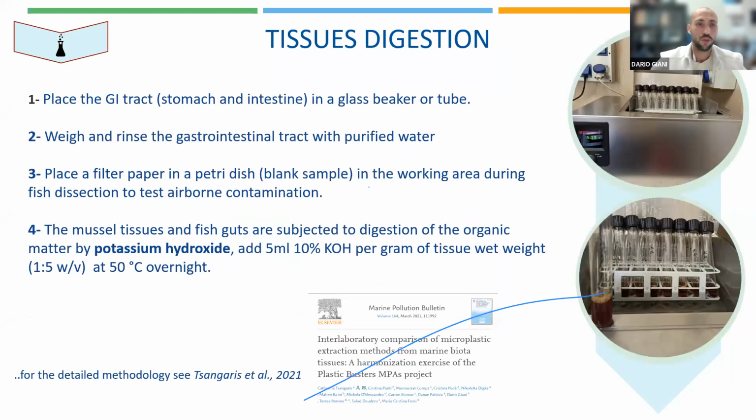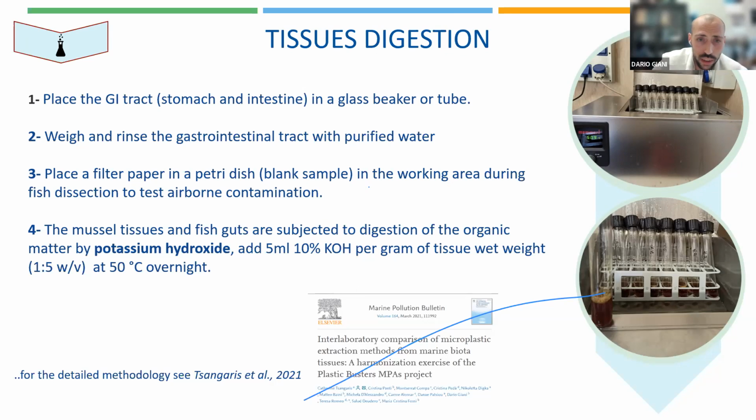So I move to the second step, that is the tissue digestion of the gastrointestinal tract. We place the whole gastrointestinal tract in a glass beaker or tube. Then we weigh the gastrointestinal tract and rinse with purified water to avoid airborne contamination. We place a filter paper in a petri dish as a blank for contamination of the working area. And finally, the last step is the digestion with potassium hydroxide, KOH, at 10%.